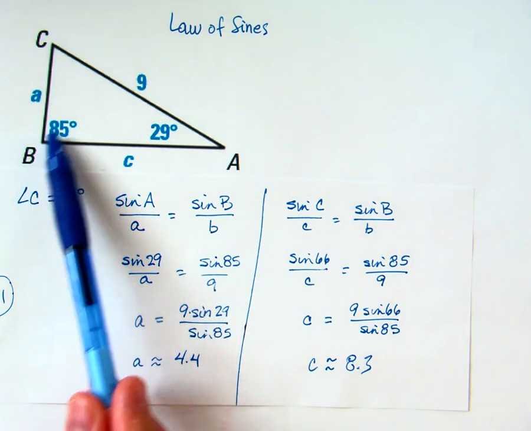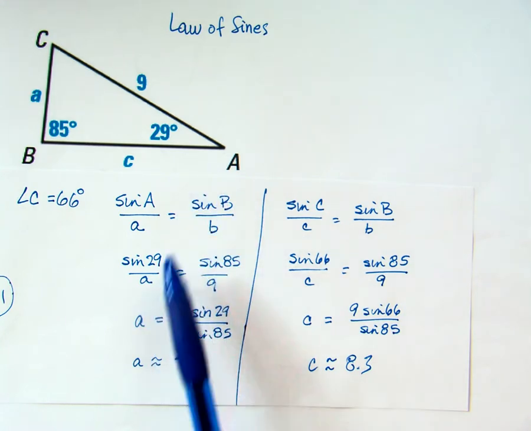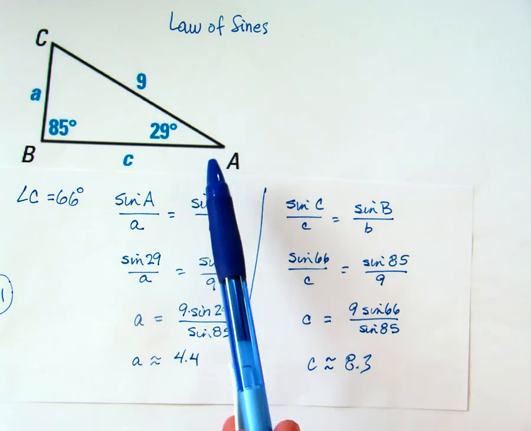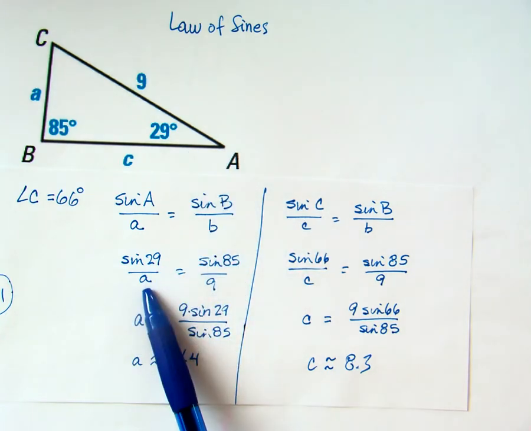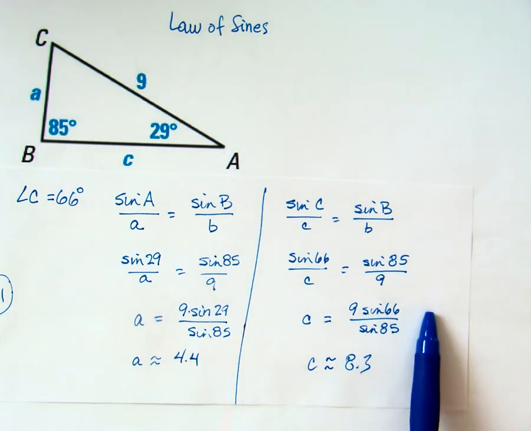The sine of 85 is to 9 as, and we'll start with A, doesn't matter, and do the A pair, the A coupling, whatever. The sine of 29 is to our variable A. So this will find for us what the side length A is. We work through it, put it in the calculator or work it out, and find out that A is approximately 4.4. We do an analogous thing for the other one, for side C.